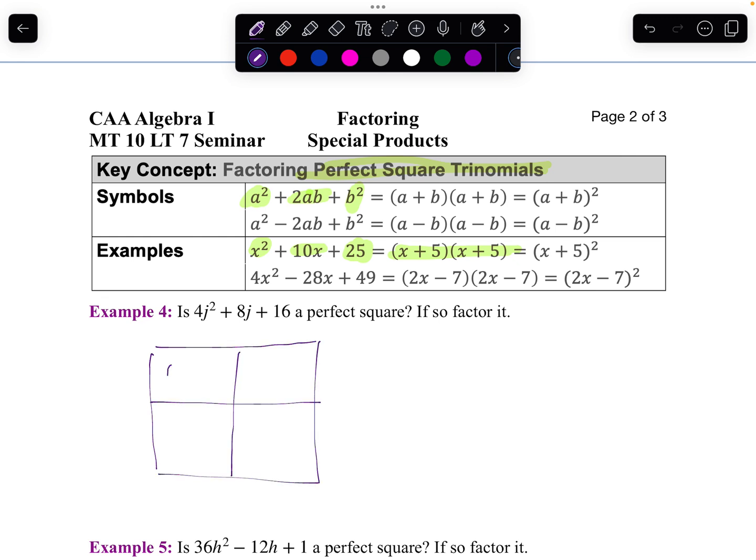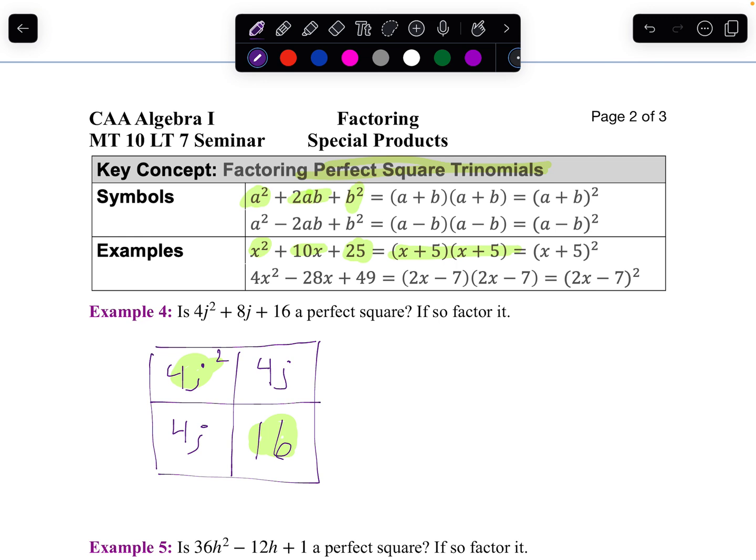And I'll put 4j squared in my first box. I'll put 16 in my last box. Notice these are perfect squares. So I'm going to guess and check and see if this is a perfect square. Well, what's half of 8? Half of 8 would be 4. So I don't have to do the AC method if it's a perfect square. Now remember, I'm guessing. We'll see if this works out.